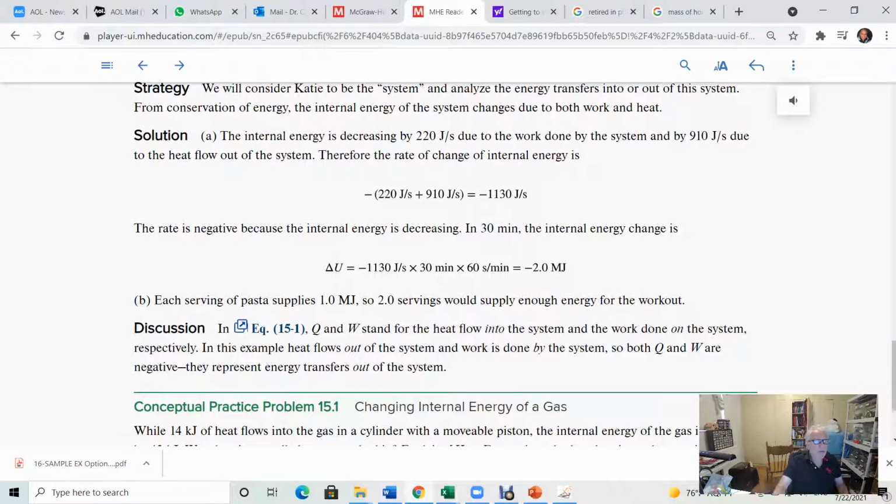So if she lost 2 megajoules during her workout, all she needs is 2 servings of pasta to make up for the loss of energy. But that's just a rough calculation, okay? That's just a rough calculation. In reality, it's not exactly 2 servings. It's a little bit less, because not the total of 1 megajoule is used for the workout. It's used for other things as well.